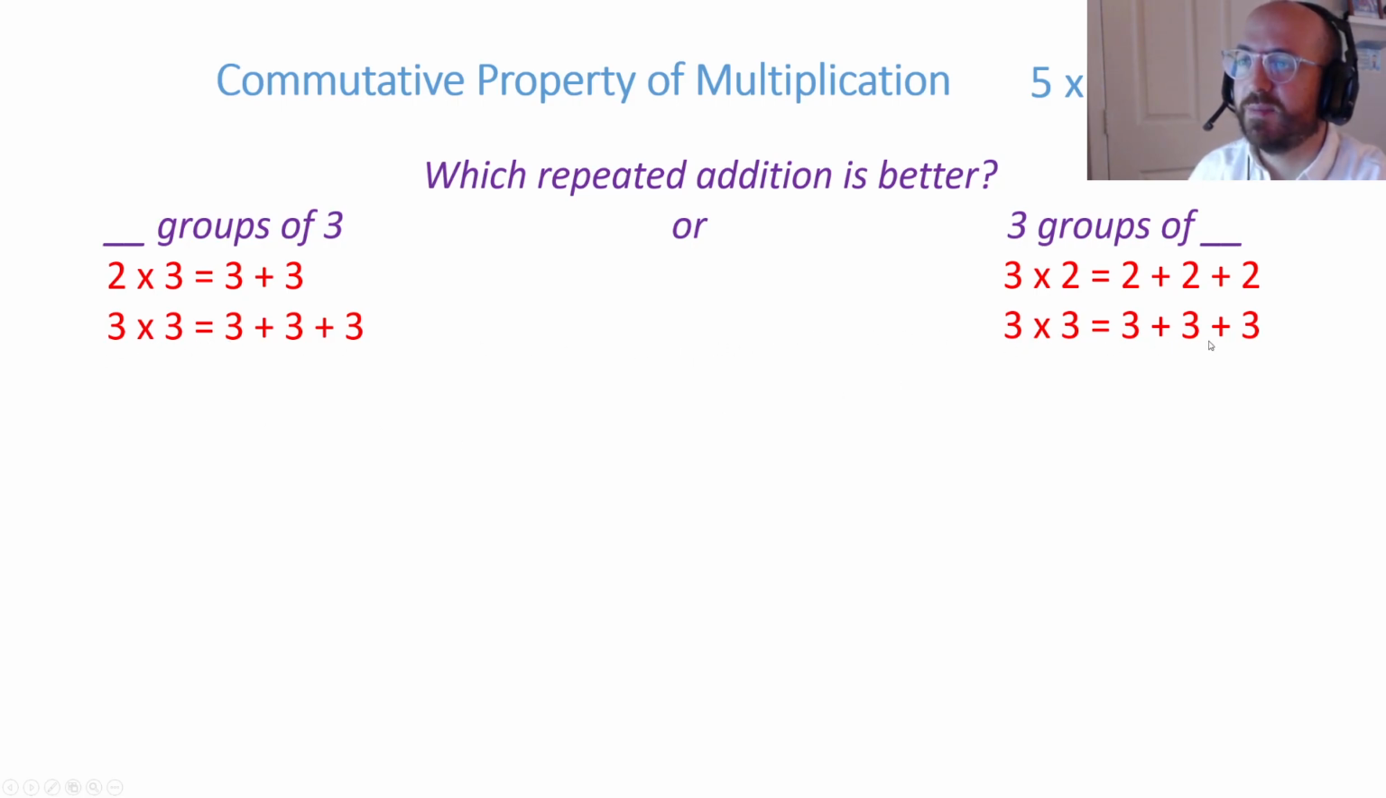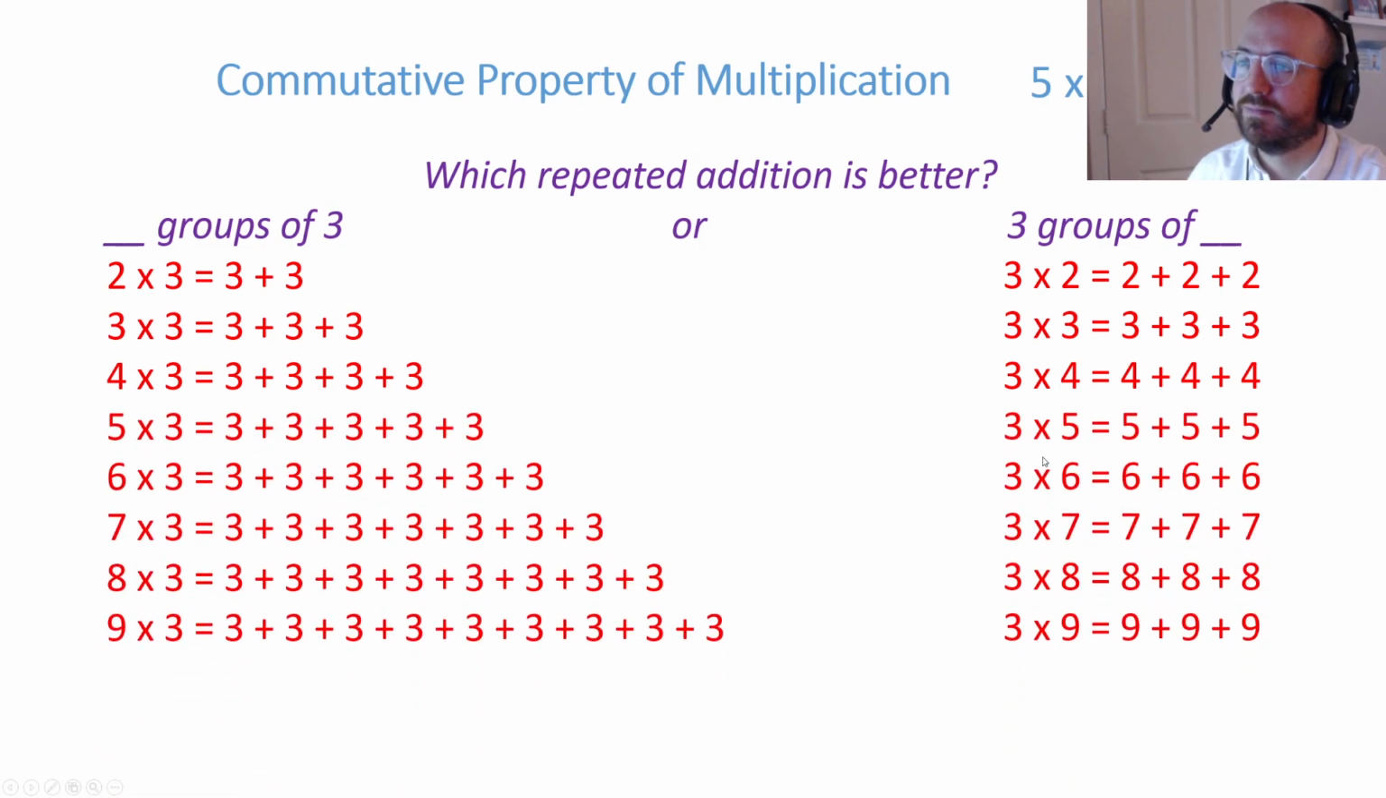Three groups of three is the same as three groups of three. Four groups of three, three plus three plus three plus three, or three groups of four, four plus four plus four, and then so on. So which repeated addition is better or easier? I don't think it's always these ones, but this starts to get too many. So if you liked solving your threes by skip counting by threes, 3, 6, 9, 12, 15, 18, I think there's actually going to be a better way for these really big ones. So here's what I think of the repeated addition, which ones are better.